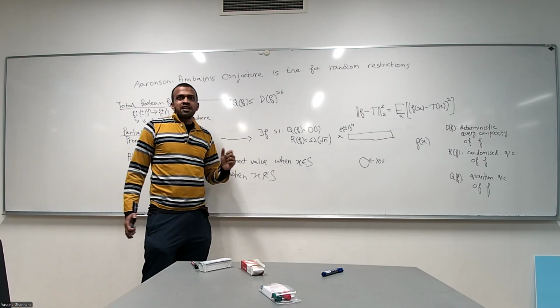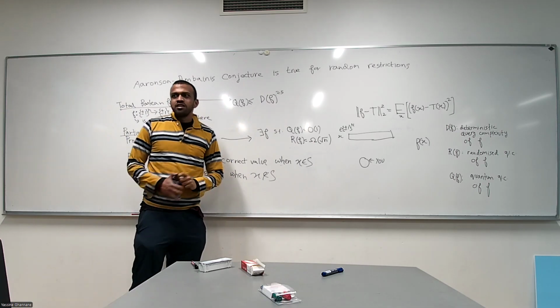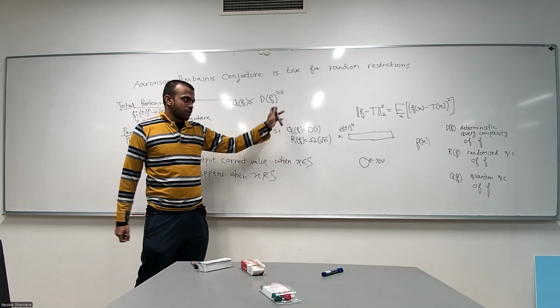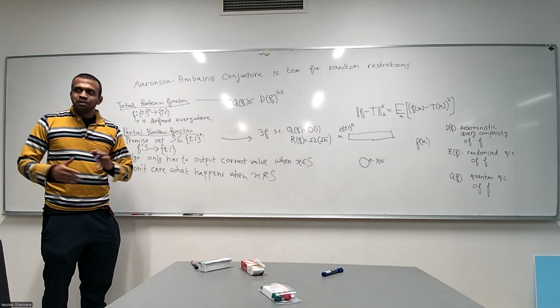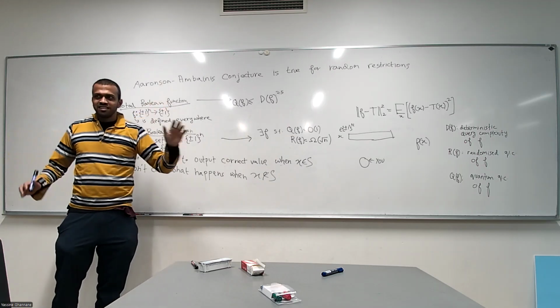You need to do some spectral analysis on some weird matrices. It's a long line of work to get all the way down here. What is the conjecture? Yeah, I am coming to that. So for total functions, it's settled.